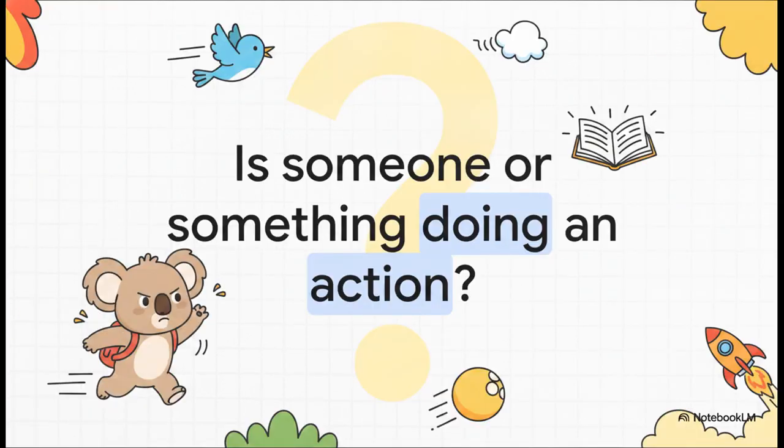Okay, so how do you know for sure if a word is a verb? Come in close, because I'm going to let you in on a top secret tool. I call it the quick trick. Just look at your sentence and ask yourself one simple question. Is someone or something doing an action? If the answer is yes, then bam, that action word is your verb.